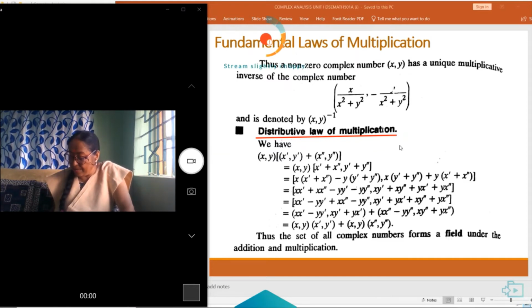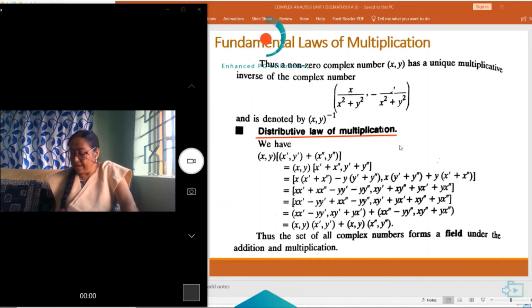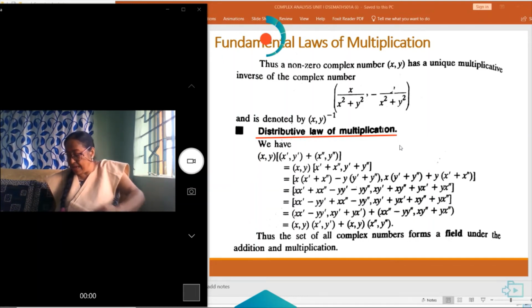Distributive law of multiplication: if (x, y), (x', y') and (x'', y'') are taken, then after applying the distributive law, we get (x, y)·(x', y') + (x, y)·(x'', y''). So the set of all complex numbers forms a field under addition and multiplication.